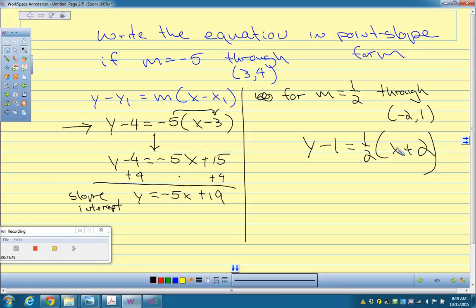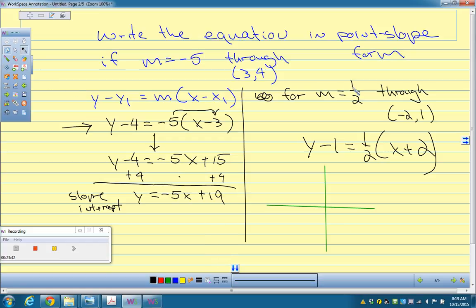That's your final answer. But then if you want to graph that, don't you have to turn it into slope-intercept form? No, you don't have to. Watch, which is the next thing we're going to do, if you want to graph it.